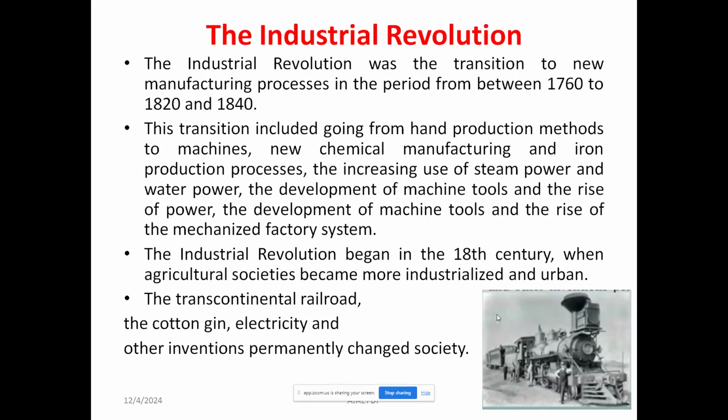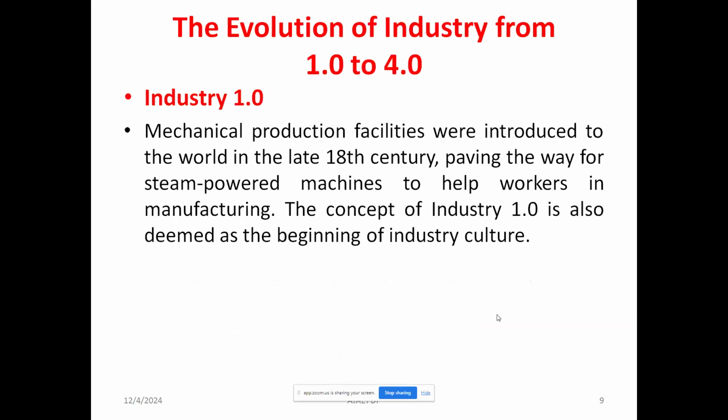mechanized factory system. As I mentioned, the industrial revolution began in the 18th century, when agricultural societies became more industrialized and urban. This moved on to the railroad, then the cotton gin, and then electricity and other inventions that started using the industrial revolution. As we have seen in the animated video, the evolution of industry goes from 1.0 to 5.0 now. Industry 1.0: mechanical production facilities were introduced in the 18th century, paving the way for steam-powered machines to help workers in the field of manufacturing. Industry 1.0 is the starting version of the industrial revolution.